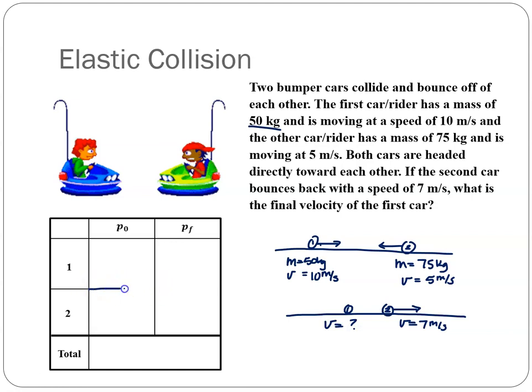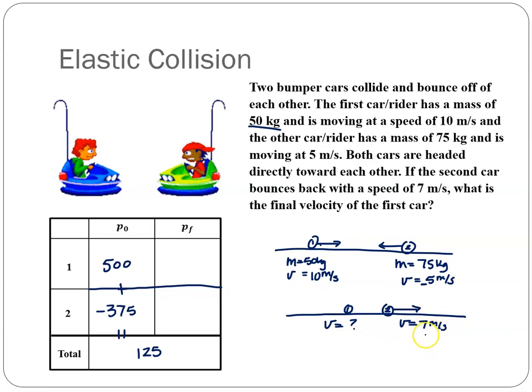So our momentum box gets made into 4 boxes, and we start with 50 times 10 is 500 for car 1. And then 75 times 5 for car 2, but notice it's moving in the opposite direction, so this is going to be negative 5. So 75 times negative 5 is negative 375. Add them together, and my total momentum is going to be 125. So that's going to equal my final momentum.